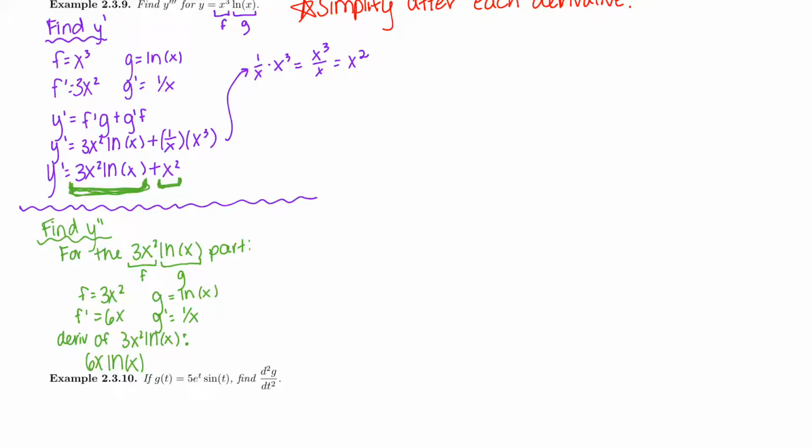All right. f prime g plus g prime f. So g prime is 1 over x, and f is 3x squared. This second part can be simplified. The x can cancel with one of the x's there, and you get 6x ln x plus 3x, because one of the x's canceled.